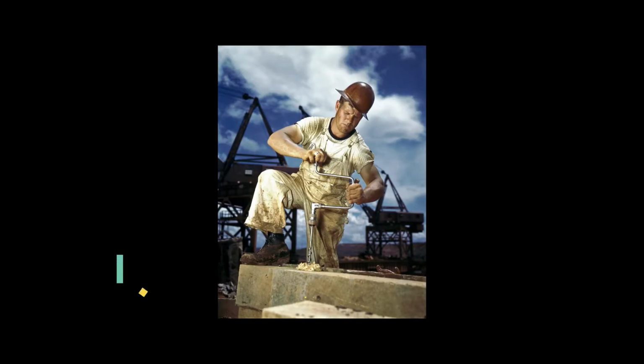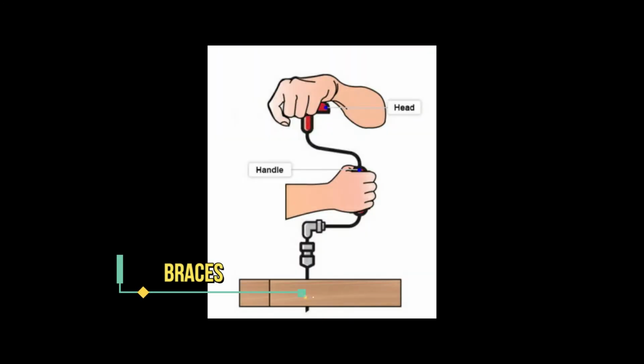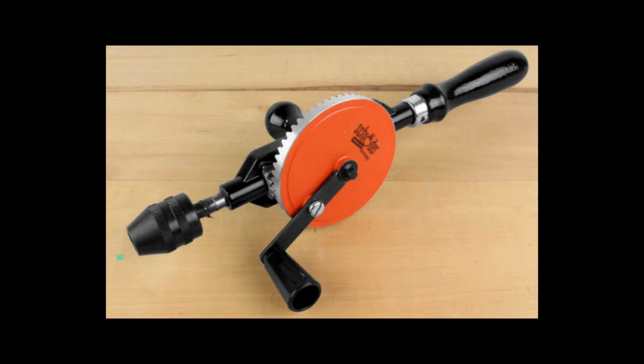The next one is braces. A brace is a device used for holding and rotating a bit for producing holes in wood. Two types of braces are commonly used, ratchet brace and wheel brace.